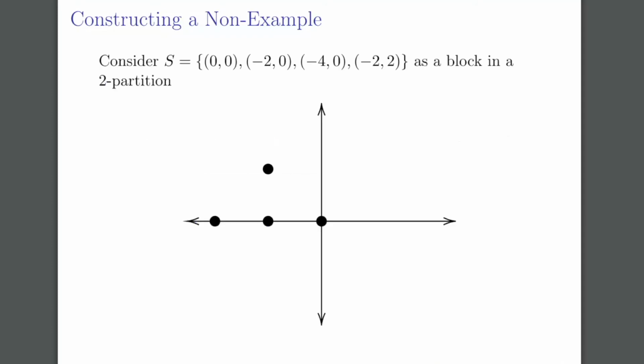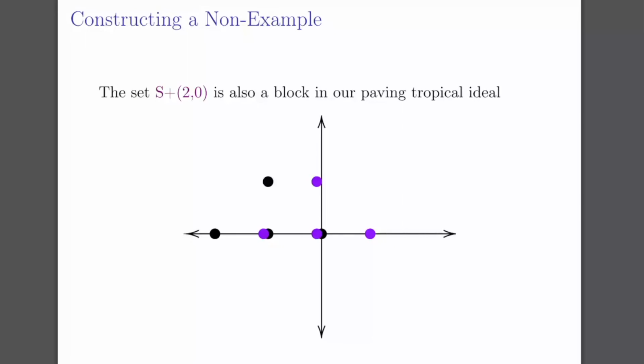So let's try and construct a 2-partition of Z squared. Let's start with S. It's these 4 black points. I'm not going to read their coordinates aloud. And let's say we want S to be a block in a Z squared-invariant d-partition of Z squared. So the first thing I need is to be invariant under the action of Z squared. So if S is a block, then so is S plus (2,0), these purple dots. So S and S plus (2,0) are both blocks in my d-partition.